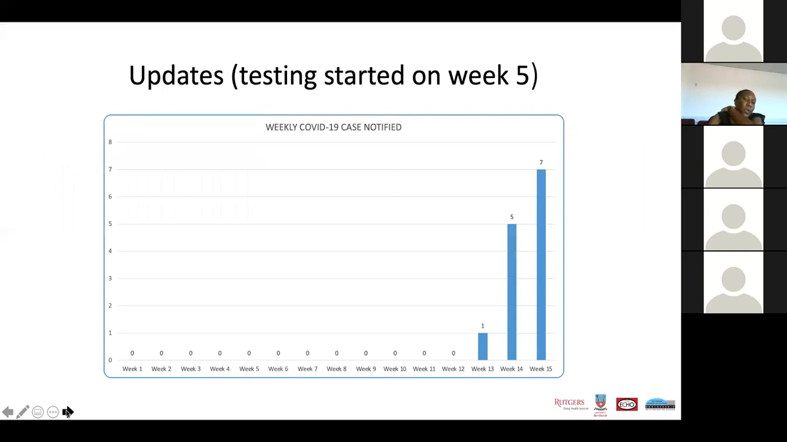So just to give you a few updates pertaining to the testing. Testing started in week 5 of the year. We had the depicted number of tests done. In week 15, we had around 7 cases which were notified. But I think the graph may be outdated, because we know that by today we have 15 cases who have tested positive. Next slide.